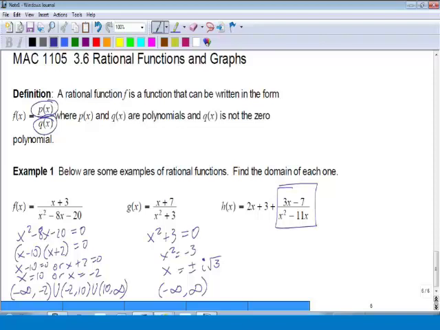It turns out we can. All we'd have to do is get a common denominator. It wouldn't be pretty, but we'd get a common denominator and actually add the 2x plus 3 to that fraction in the box, and we could write it as a single improper fraction with a polynomial numerator, polynomial denominator. So it fits the definition. What is the domain? Can you factor x squared minus 11x?